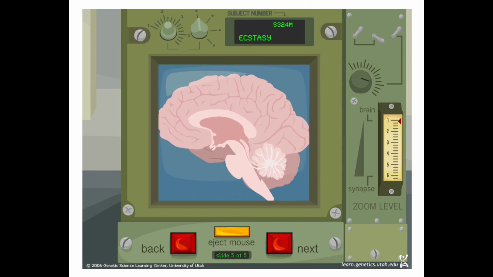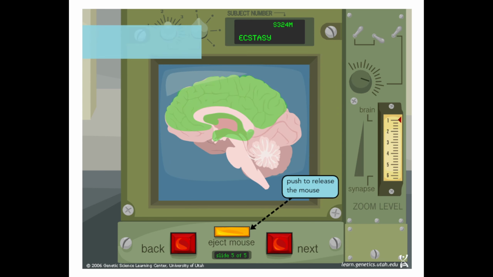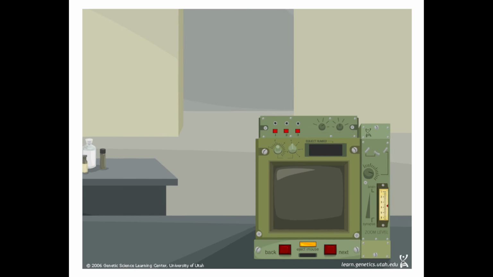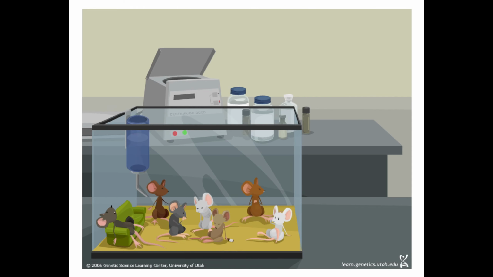And again, what's important here is how this affects certain regions of the brain. And we can see here that this affects a pretty wide range of the brain, especially areas related to mood, perception, as well as sleep and appetite. But it acts on these reward pathways and just simulates the extra level of these more positive neurotransmitters, like serotonin in this case. All right, let's eject him and we will move on from here.